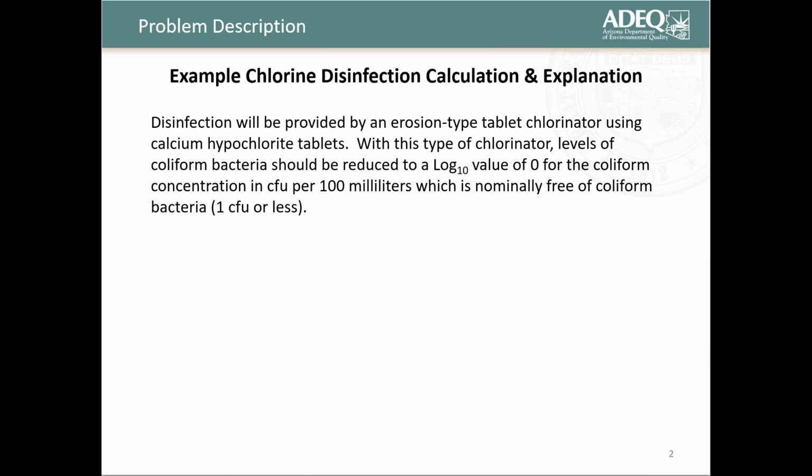So disinfection is going to be provided by an erosion type tablet chlorinator using calcium hypochlorite tablets. With this type of chlorinator, the levels of coliform bacteria should be reduced to a log to the base 10 value of 0 for the coliform concentration in CFUs per 100 milliliters, which is, by definition, nominally free of coliform bacteria. In other words, if you have 1 CFU or less, you got a log value of 0, and the effluent is nominally free of bacteria.